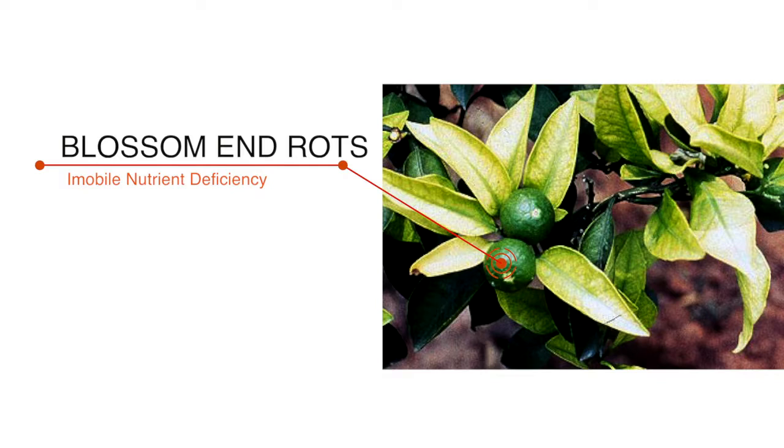And for zinc, young leaves with interveinal chlorosis become very small with rosette appearance and stunted growth.